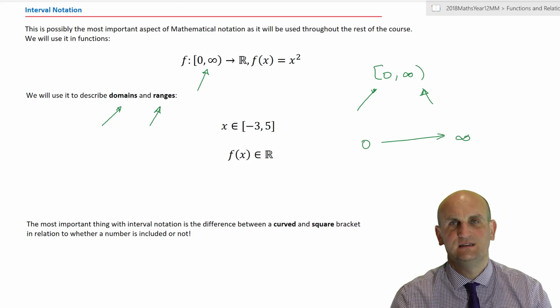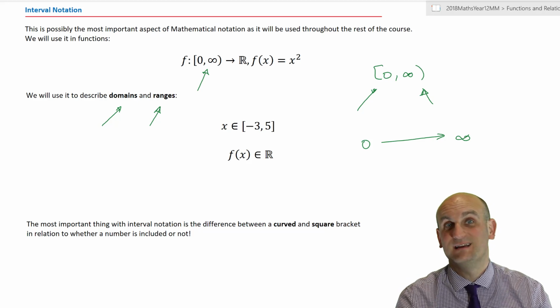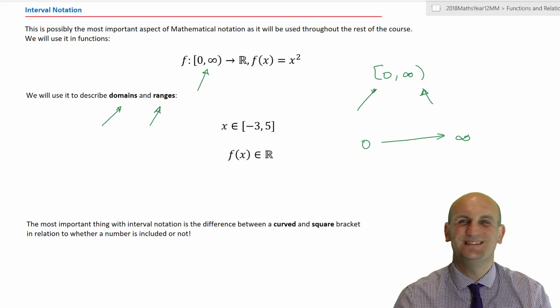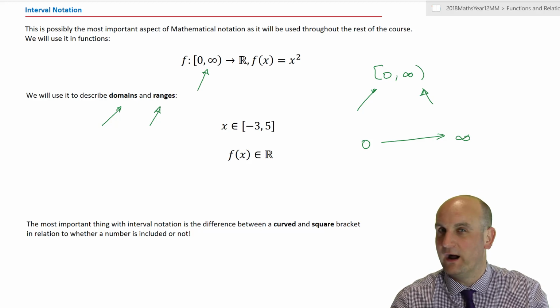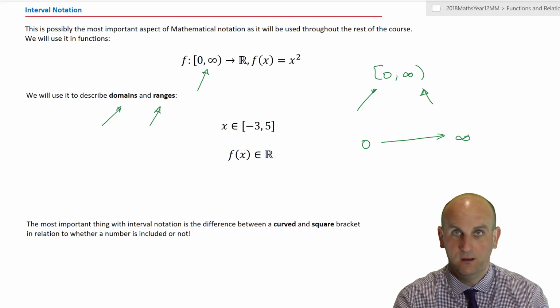But why does infinity have a curved bracket? What does a curved bracket mean? A curved bracket basically means it cannot include it or does not include that value. You're going to say, well, why doesn't it include infinity? Well, believe it or not, infinity isn't really a number. It's a construct. It's a concept. It's an idea. You can't actually write down the physical number of infinity.